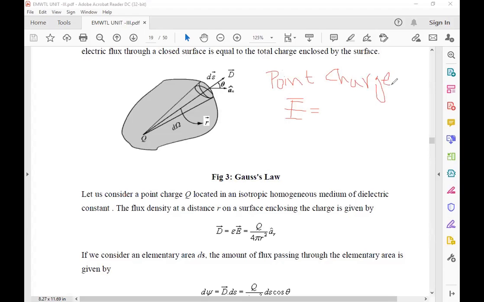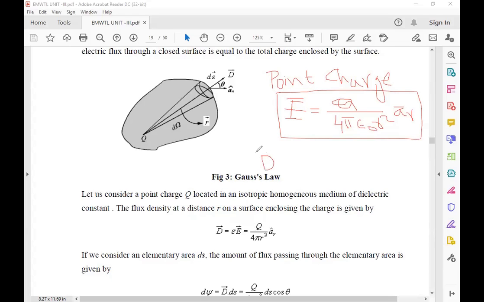What is the point charge electric field intensity? E bar is equal to Q by 4 pi epsilon naught r square into AR. This is the formula for the electric field intensity. Now, what is the relation between electric flux density and electric field intensity? D bar is equal to epsilon into E bar.